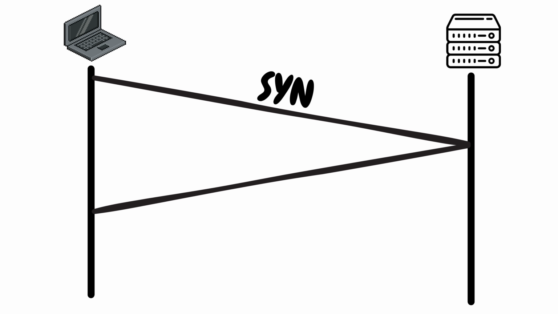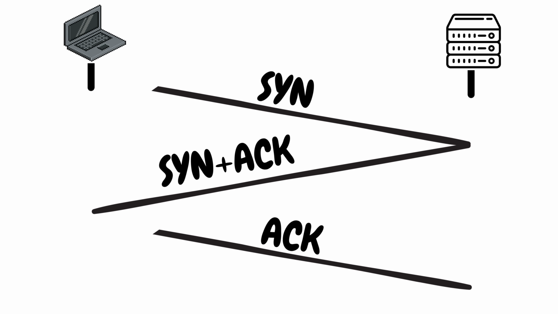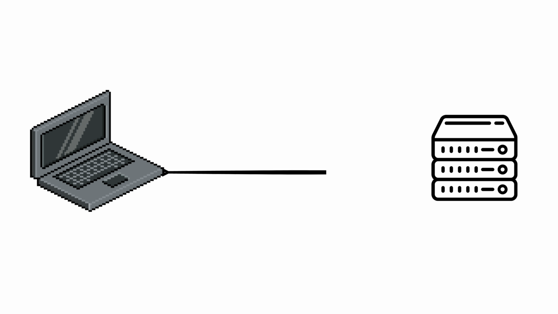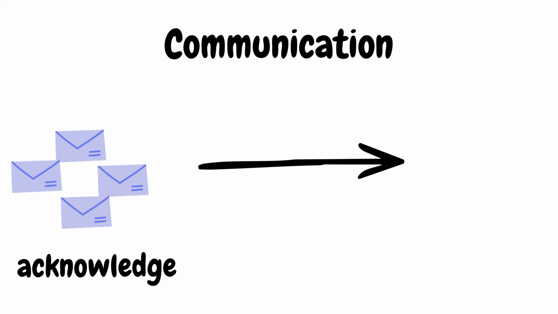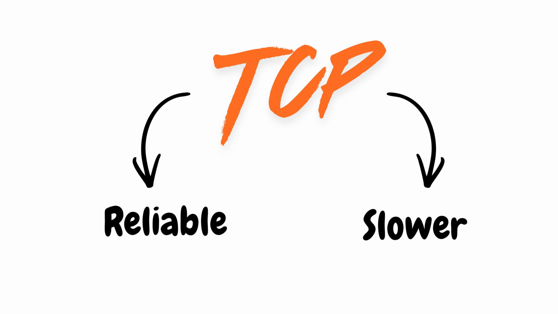Then the server replies with SYN-ACK, a synchronize acknowledgement. This means, I received your request and I am ready. And at the last, the client sends an ACK, acknowledgement. This confirms the connection is established. Now, both sides are connected and data transfer can begin. During communication, every packet is acknowledged. If any packet is lost, TCP resends it. That's why TCP is reliable but slower.